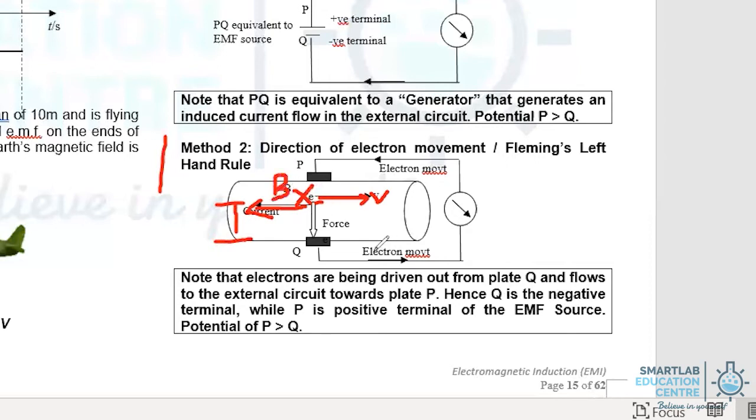With that, using Fleming's left-hand rule, we know that the electrons would experience an electromagnetic force acting towards Q. So the electrons will then move towards plate Q, and from there the electrons could be flowing into the external circuit drawn. And if the electrons were to flow in this direction, then we know that Q will be the negative terminal of an EMF source, while P will be the positive terminal of the EMF source, therefore allowing us to conclude that the potential of point P is still higher than that of Q.